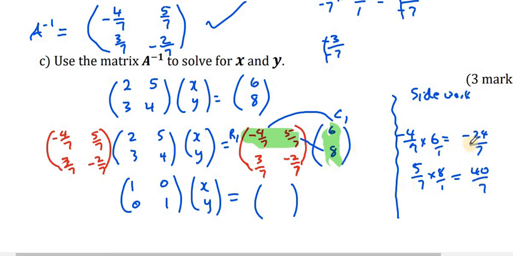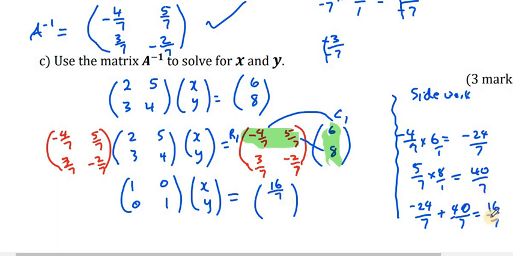So I have to add these two entries. So when I add negative 24 over 7 plus 40 over 7, what do I get? We keep the denominator of 7, and 40 plus negative 24, or negative 24 plus 40, that will give us what? That will give us 16. So we get 16 over 7.